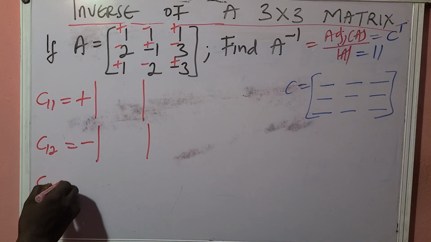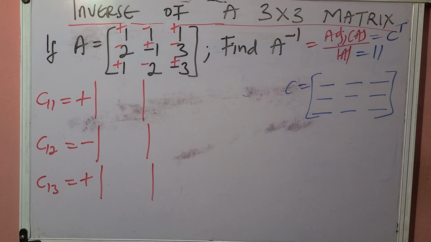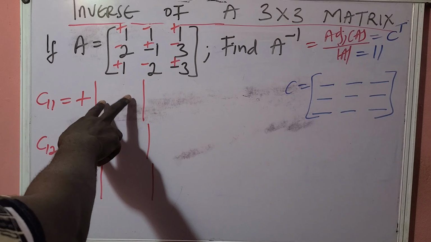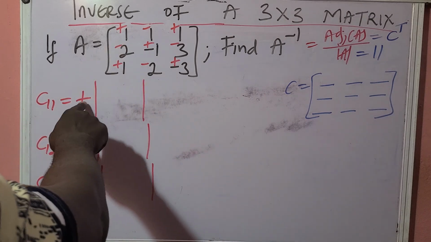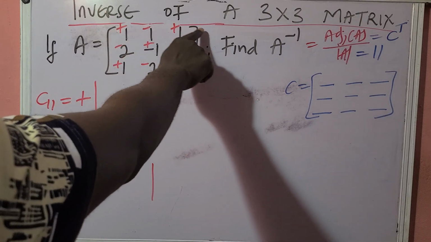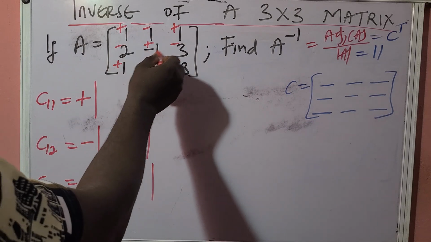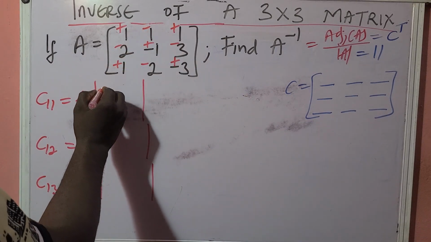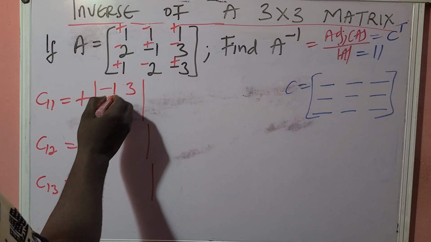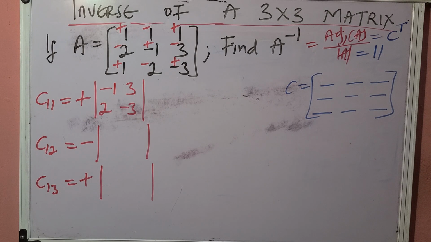Then C13 will be, here we have a positive sign, and we go on to draw our determinant braces. So how do we fill in the matrix inside here? Since this is C11, row 1, column 1, we block off the entirety of row 1 and the entirety of column 1. So we'll be left with minus 1, 3, 2, minus 3. Again, if you are finding this hard to follow, I would advise you to go to our video that specified majorly on the adjoint of a 3 by 3 matrix.